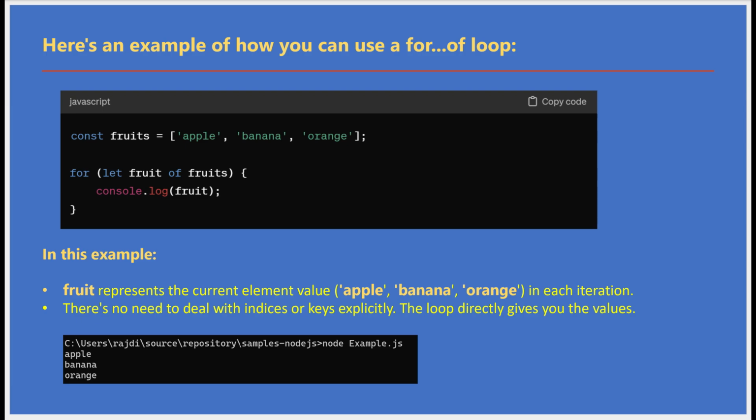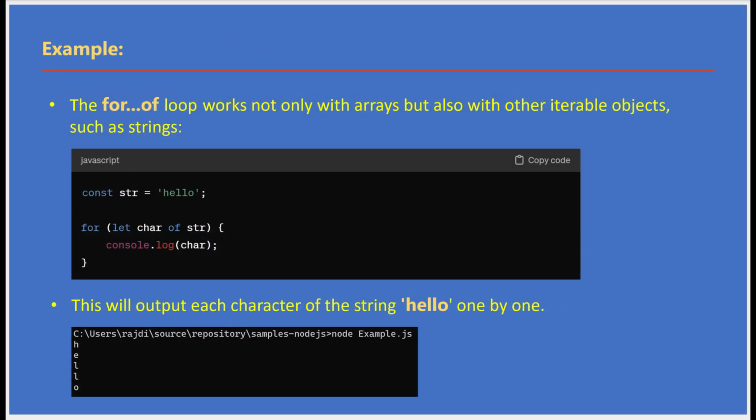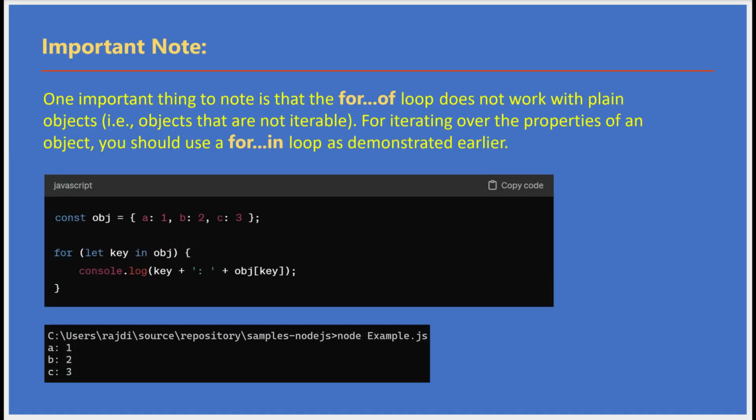But what about other iterable objects? Say a string. Absolutely. A for-of loop works there too. Take the string hello. Using a similar structure as before, each character of hello is output one by one. However, there's a caveat. The for-of loop does not work with plain objects, those that aren't iterable. So, if you've got an object with properties you want to iterate over, it's time to switch gears and use a for-in loop instead.